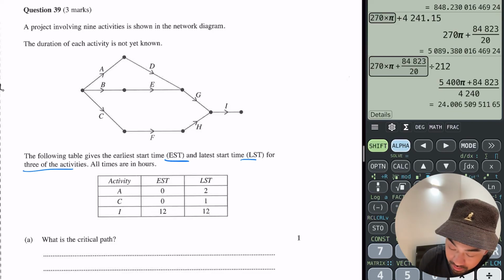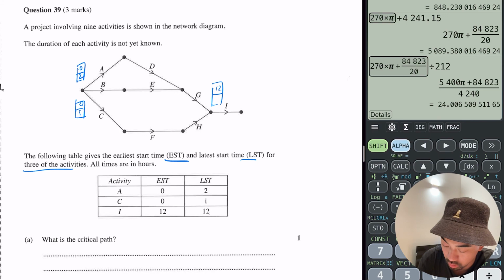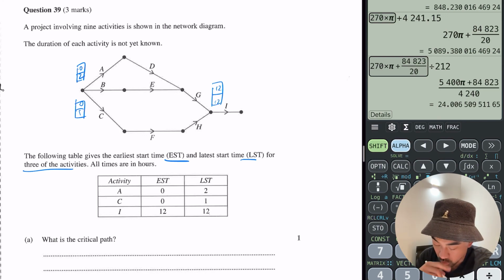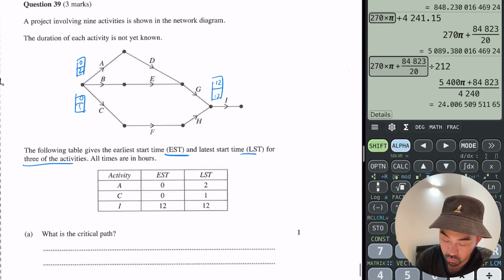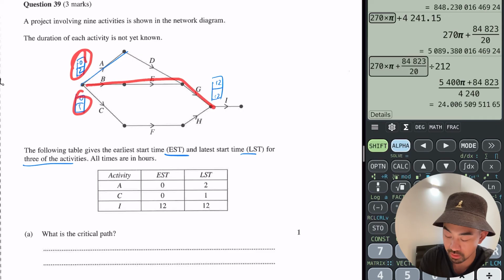Okay, so A is here. So there's a box 0 and 2. C is down here with a box of 0 and 1. And I is all the way over here with 12 and 12. What is the critical path? Oh, well, remember, critical path is where all the boxes are the same. So if it's not the same here, it's not the same here. It has to be like this.